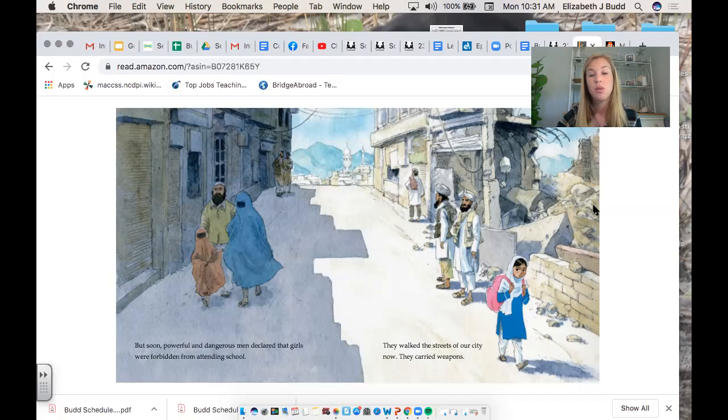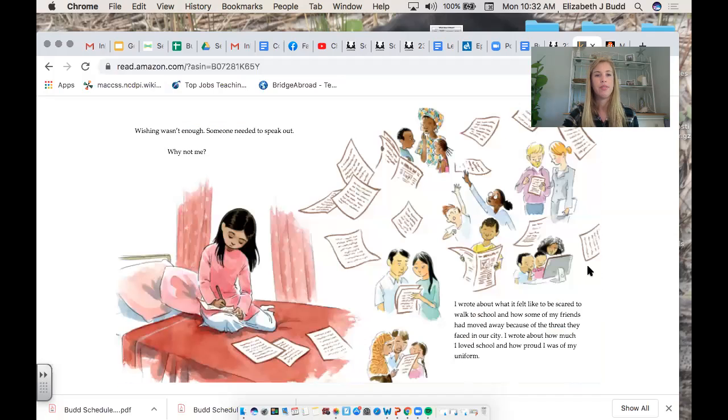So guys, I see another word that we might not know, and that's forbidden. If they are saying that girls are forbidden to go to school, what do you think forbidden could mean? I think that it means that they're no longer allowed to go to school. Okay, let's keep reading. Oops, there we go.